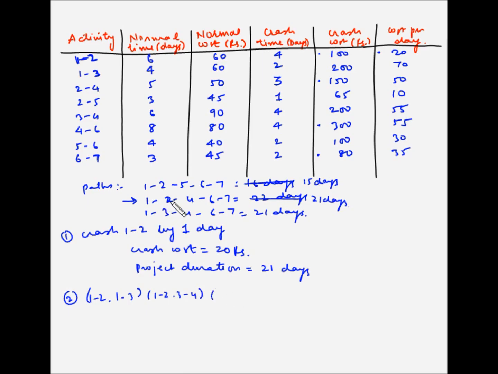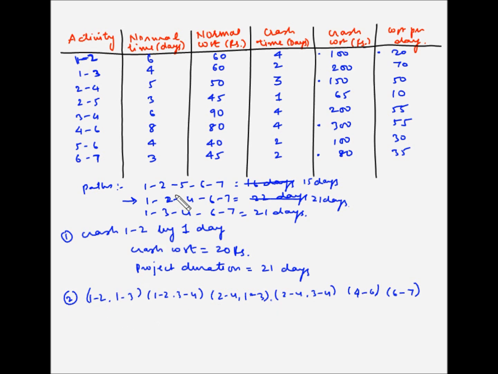The next one is 2 4 1 3. So 2 4 1 3 or 2 4 3 4, or now the remaining activities are common, so 4 6 or 6 7. So 4 6 and 6 7. So let's find out the crash cost for these combinations.